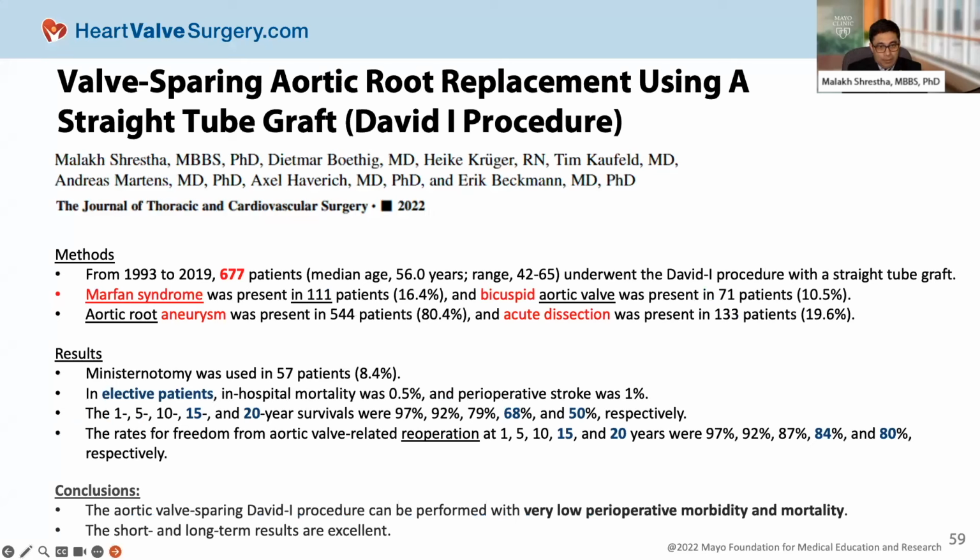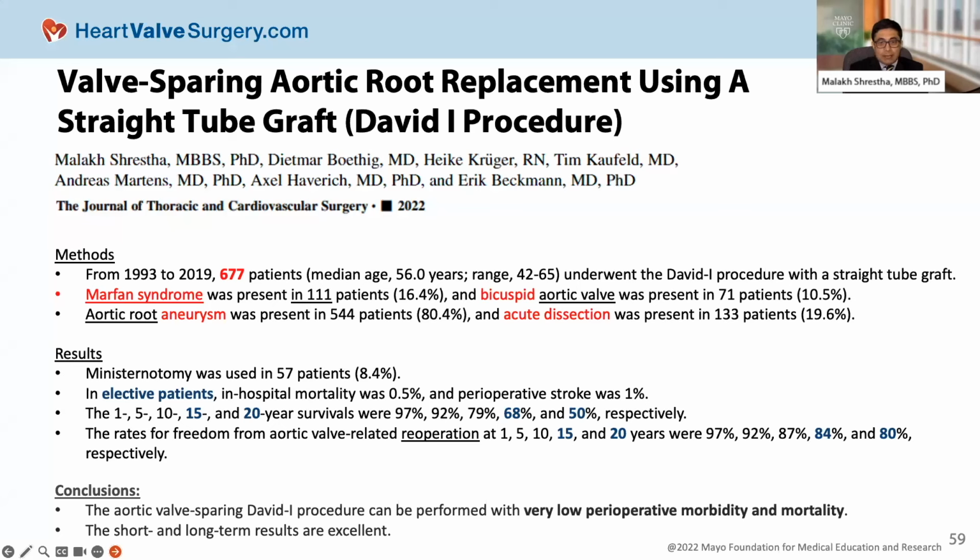So in my own previous center, we had done about 800 cases. So we looked at our own data, but there are different techniques also with the Tyrone-Davis technique. So some people use a straight tube graft. I was doing most of them with a straight tube graft. But for some of the patients, we have these Valsalva grafts also, a special type of graft. I had done about 100 of these. But when we looked only at the original technique that Tyrone-Davis started in 1992, between 1993 and 2019, we have done almost 700 patients, young patients, of course.